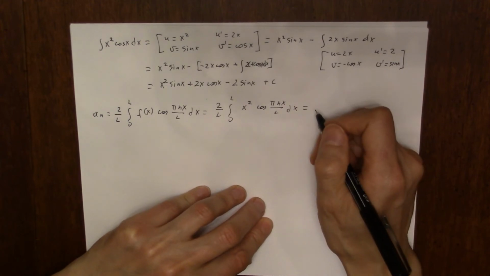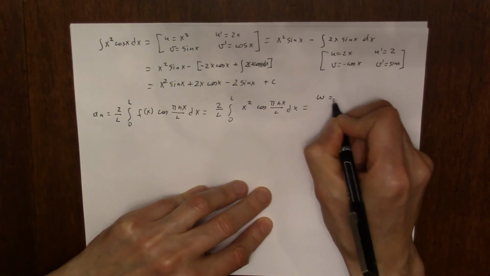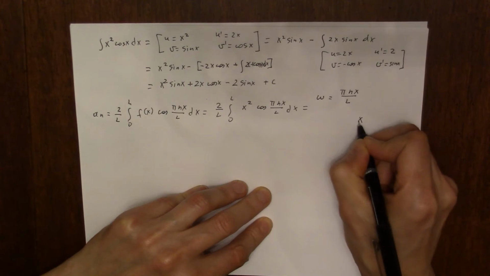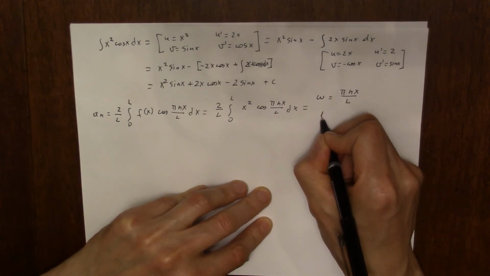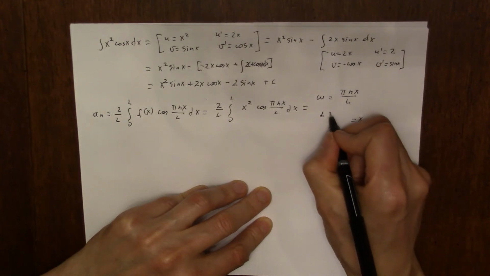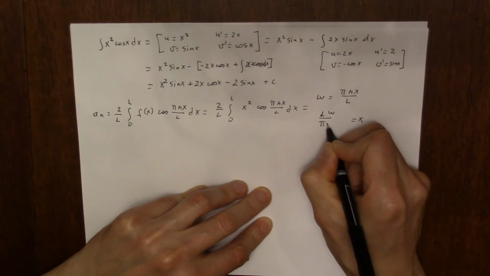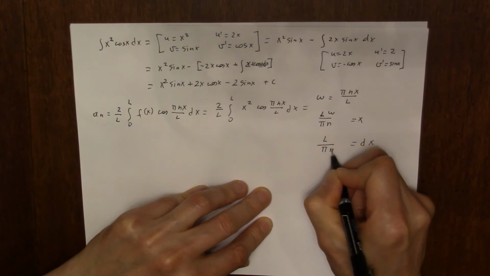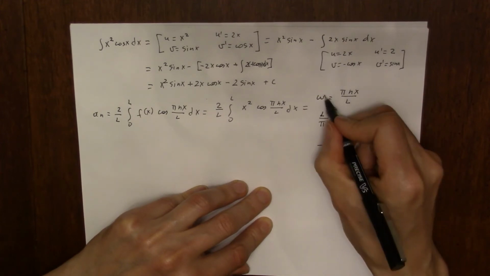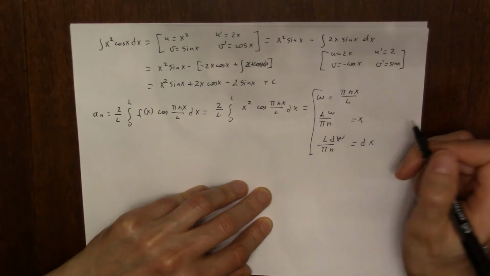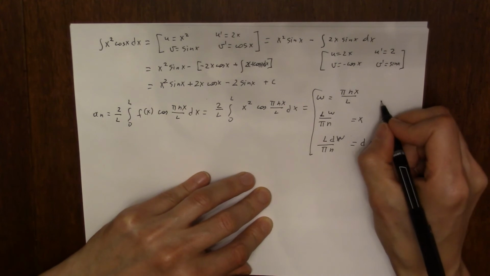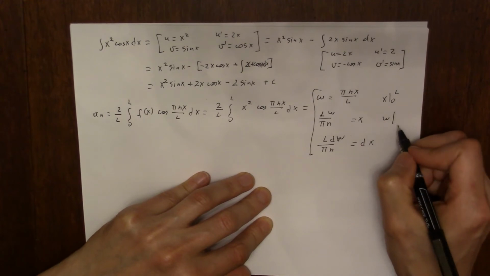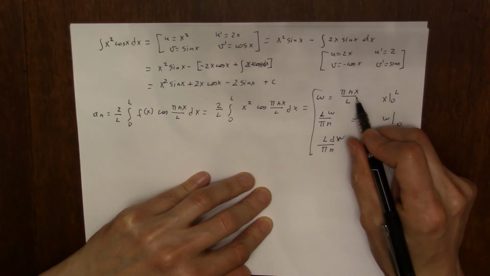We're going to be doing a W substitution. So W equals pi n x over L. So x equals L W over pi n, and dx equals L over pi n dW. x is changing from 0 to L, so W will be changing from 0. When x equals L, we're going to get pi n.